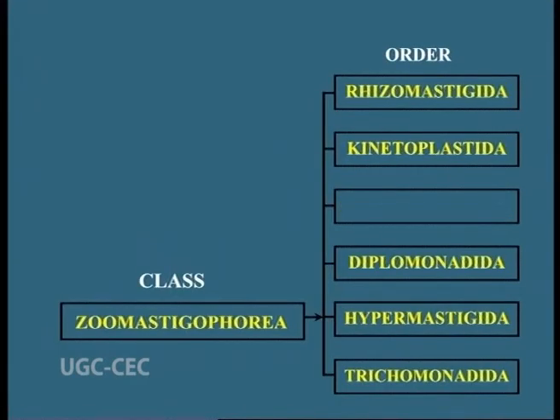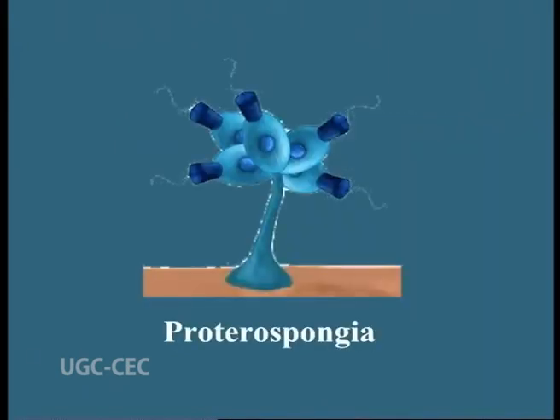Order Coenoflagellida. Example is Proterospongia. They possess a single flagellum surrounded by a collar at its base. They are free living, single or colonial.